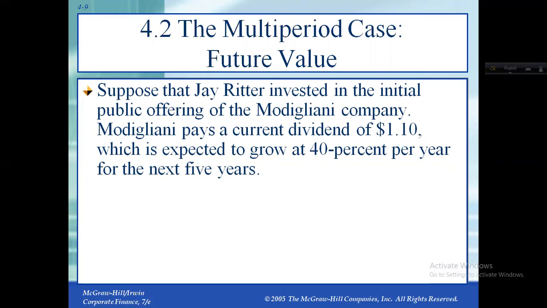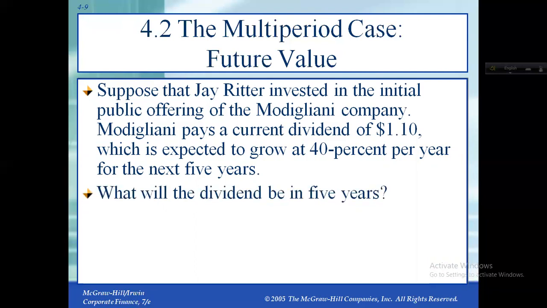Suppose that J. Ritter invested in the initial public offering of the Modigliani company. Modigliani company pays a current dividend of $1.10, which is expected to grow at 40% per year for the next 5 years. So what is the present value here? The present value is $1.10, and the R is 40%, and the N is 5 years. So what will be the dividend after 5 years?